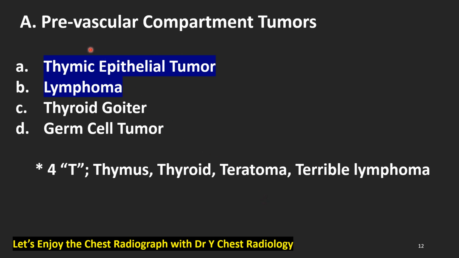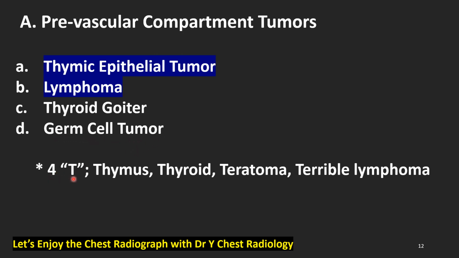What are the prevascular compartment tumors? Most common tumors are thymic epithelial tumors and malignant lymphoma, and sometimes intrathoracic goiter. And rarely we see germ cell tumors.